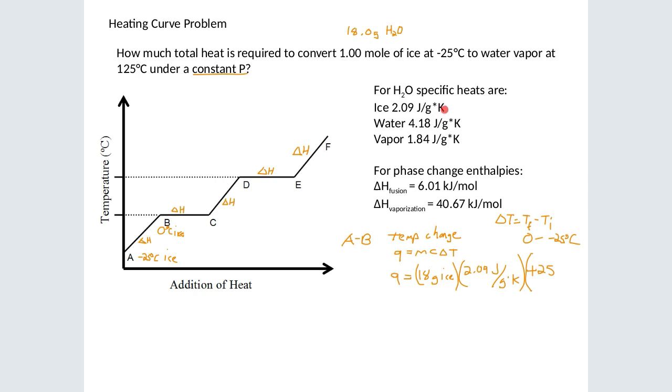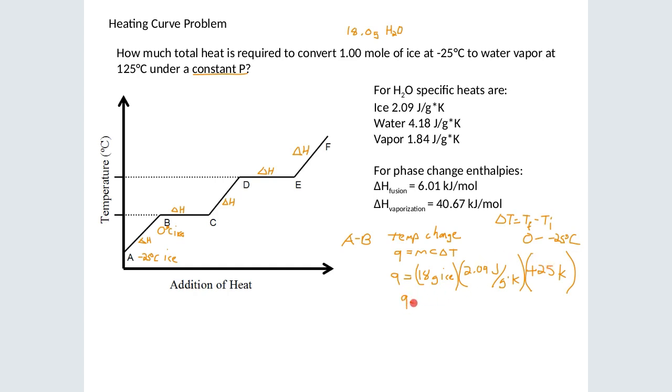So my change in temperature is a positive 25 degrees. Now, my units of specific heat are in Kelvin. The problem is in degrees C. It doesn't matter because I'm talking about a change, so I can easily just convert that to Kelvin to make my units work. We're going to take 18 times 2.09 times 25.